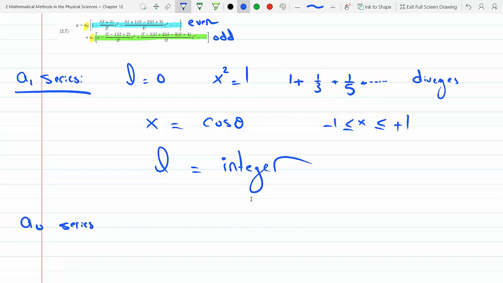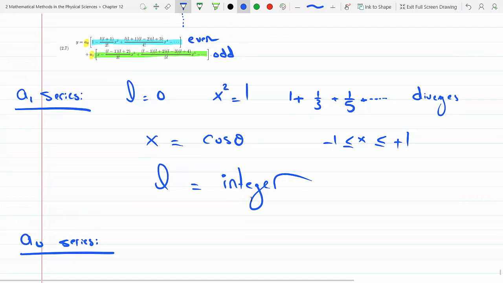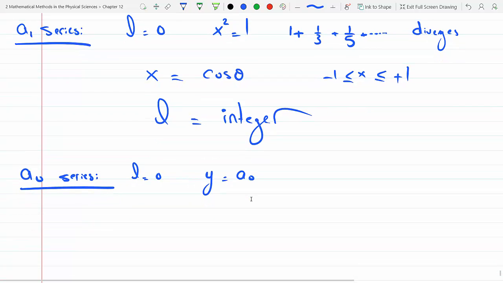Well, the A0 series, if you plug in L equals 0, you see that you're going to get y equal A0, because all the remaining terms have L, and if L is 0, they all go away. Okay, so you get y equal A0.